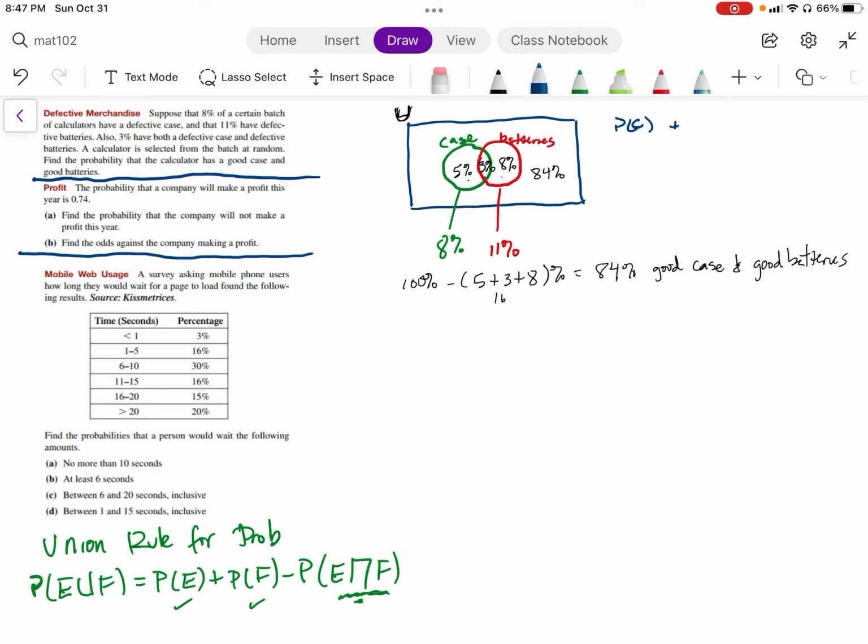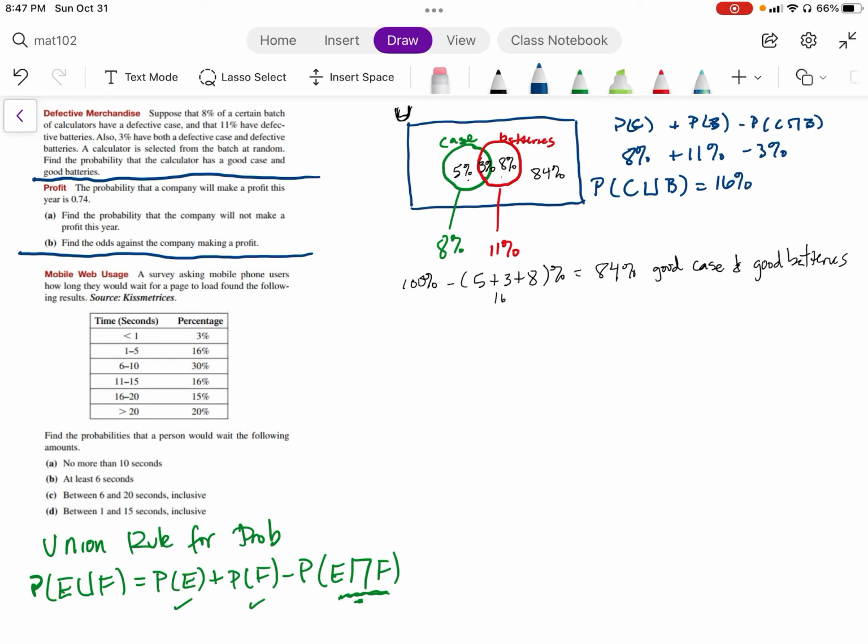Probability of a bad case, 8%. Probability bad batteries, so we'll just call it P of B, bad batteries, we knew was 11%. Minus the probability of bad case and, right, intersection and bad battery, 3%, would lead to 16%. Let me give myself a little bit of room here. 16% have a bad case or bad battery, union, right?